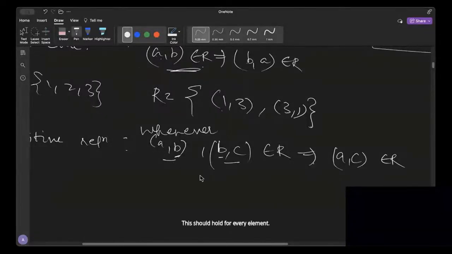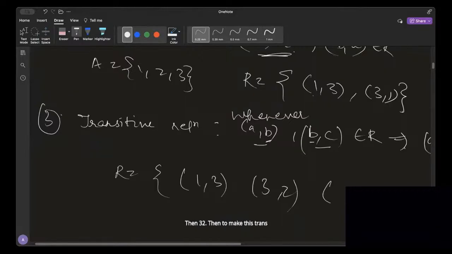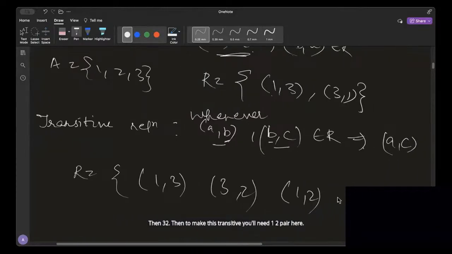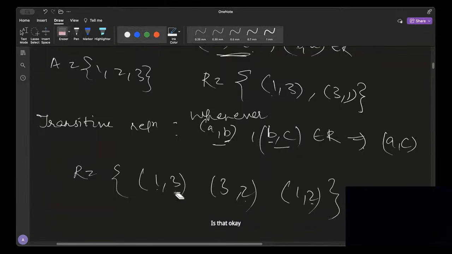For every element. So let's say you have the same set A and you're defining a relation here. Let's say you have (1, 3), then (3, 2). Then to make this transitive, you will need the (1, 2) pair here, right? Because the second element of this and the first element of this are common, you need (1, 2) in the list. And the second element of this is not common with the first element of any other pair, so you don't need to check anything. Is that okay?